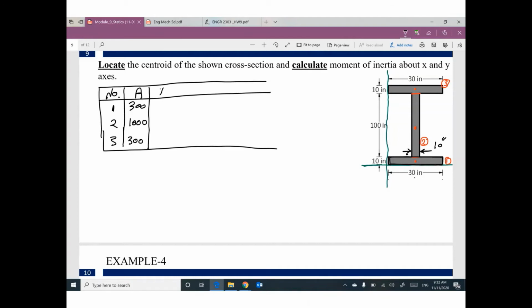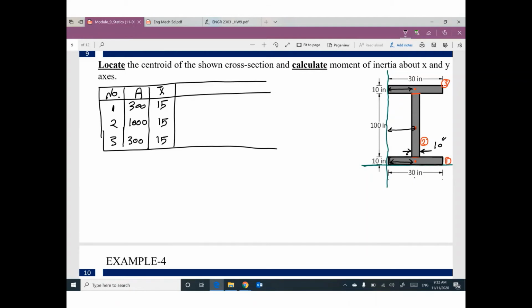X bar. What is the horizontal distance, because X is horizontal? What is the horizontal distance between the centroid of part number 1 and your assumed reference? 15. What is the horizontal distance between the centroid of part number 2 and your reference? 15. What is the horizontal distance between the centroid of part number 3 and your vertical reference? 15.